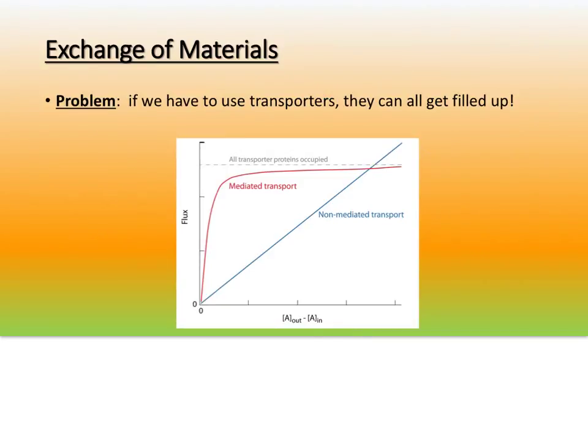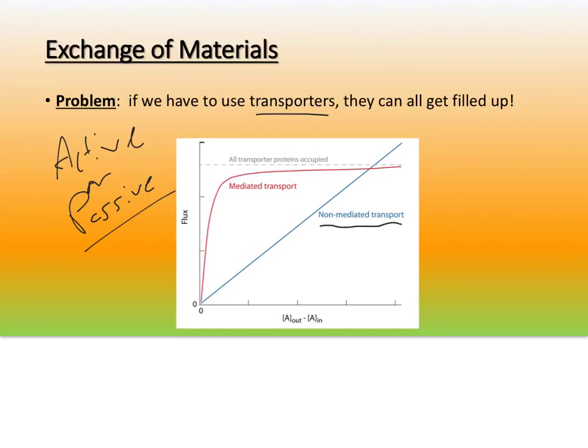Now this graph is really important, and what I wanted to point out with this graph is that if we need transporters at all, whether we're talking about active or passive, notice what can happen. We'll start out here with non-mediated transport. That's basic diffusion, like we saw the other day in class. As long as you continue to increase the concentration of materials, you will see diffusion continue, exponentially.